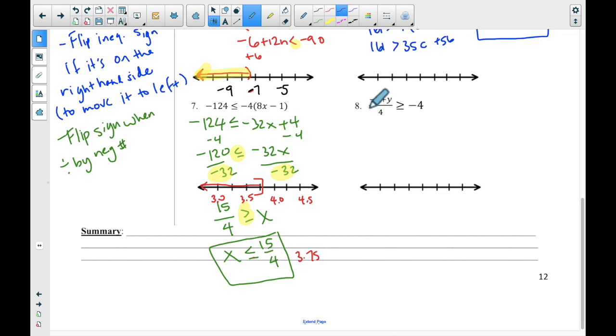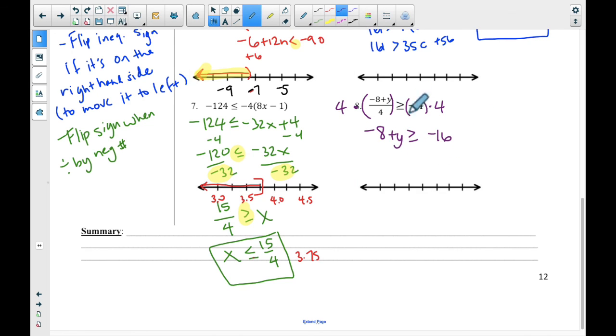Number 8, we've talked about fractions. How do we get rid of fractions? We multiply by the reciprocal, or excuse me, the denominator. So we're going to multiply by the denominator. Those 4's cancel when I do that. It gives me negative 8 plus y greater than or equal to negative 16.